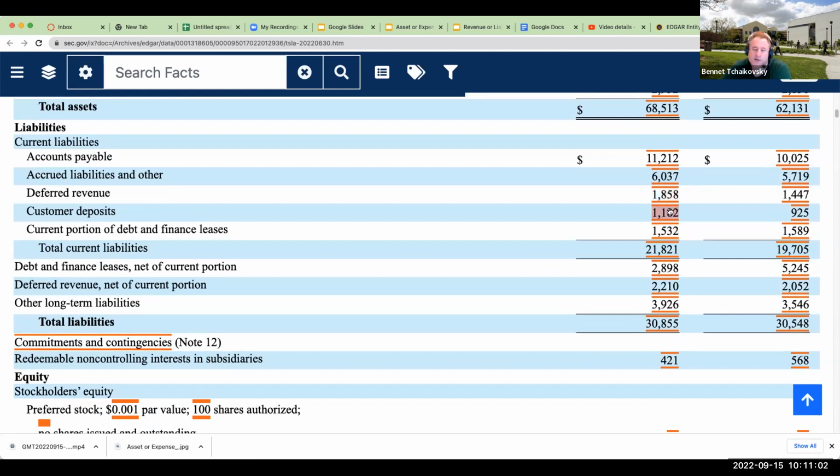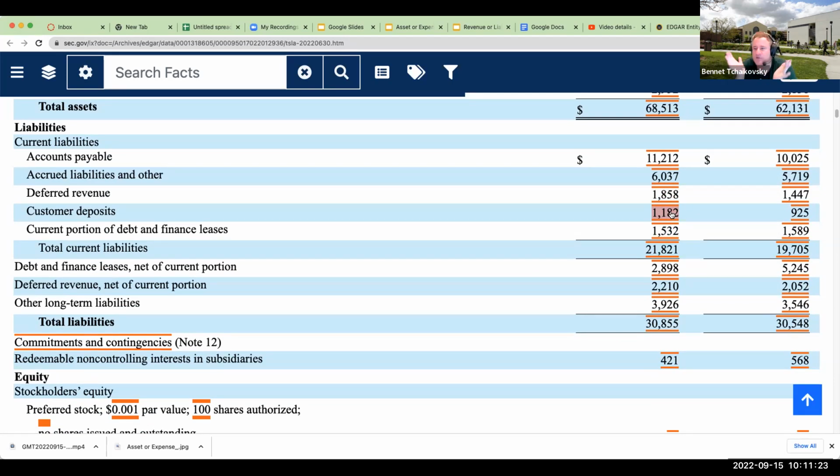Over here, a customer deposit. So I got money for a Cybertruck, right? In a way that's going to be kind of like unearned revenue. But again, because I haven't delivered the Cybertruck yet or some other vehicle, it's a deposit. I cannot recognize that as revenue because I haven't delivered the vehicles yet.